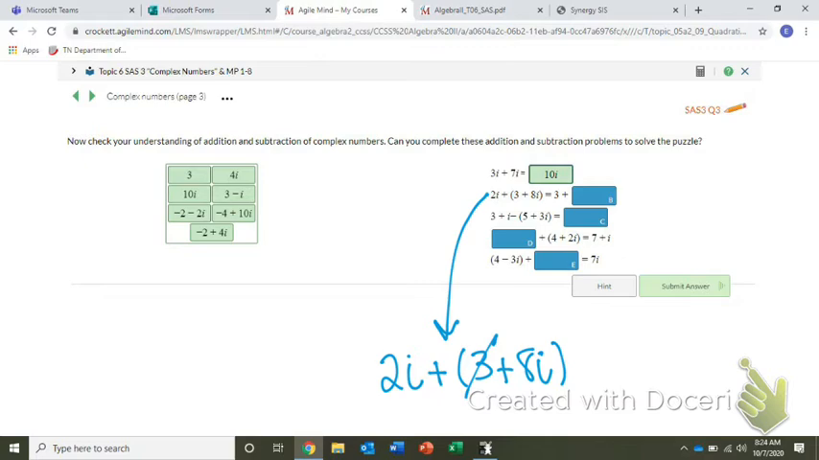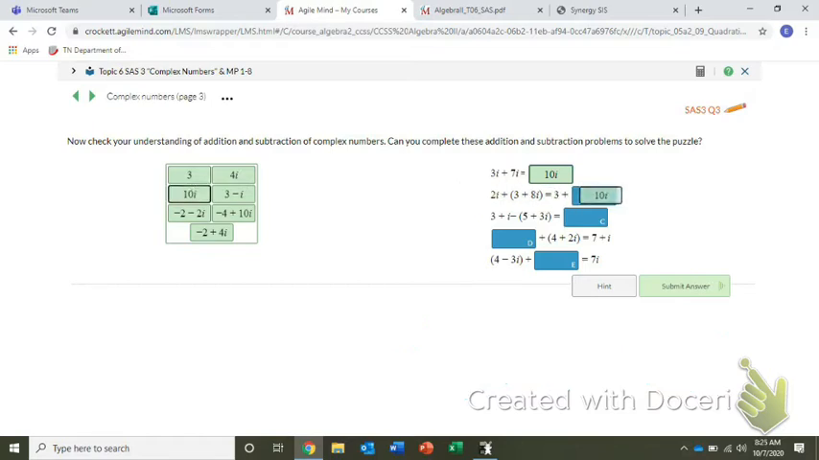So the first number they already give us is a 3, so we can mark out our 3. So, Nicholas, what is 2i plus 8i? 10i. So this answer is 3 plus 10i. So you're going to drag that 10i right there.